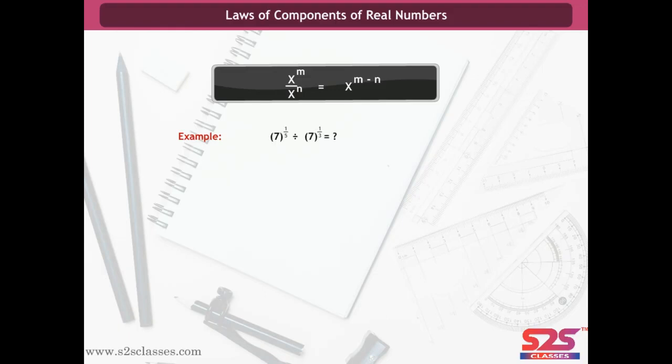Simplify 7 raised to the power 1 by 5 divided by 7 raised to the power 1 by 3. Solution: we have 7 raised to the power 1 by 5 divided by 7 raised to the power 1 by 3 is equal to 7 raised to the power 1 by 5 minus 1 by 3, which is equal to 7 raised to the power minus 2 by 15.